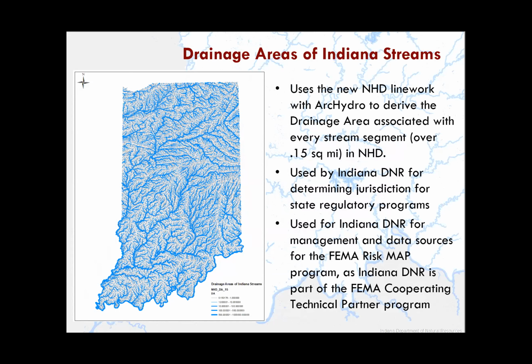And then we use it for management and data sources for our risk map program, our FEMA floodplain mapping as part of the cooperating technical partner program. So it's invaluable in trying to define those floodplains a lot better than we have in the past. And it's a great framework to kind of hang all of that information on and manage it, because it's thousands and thousands of modeled streams and floodplains and such. So next slide.